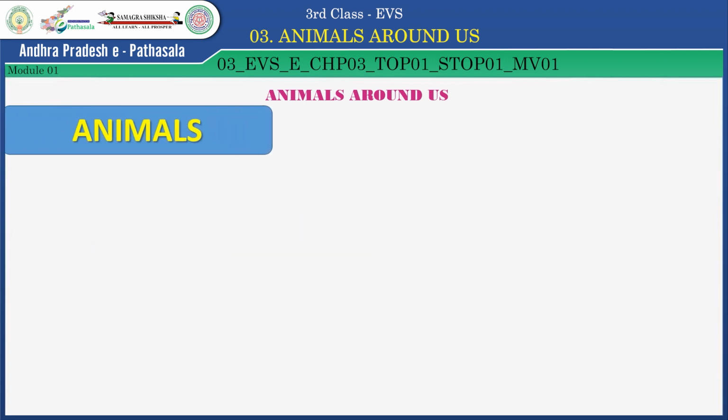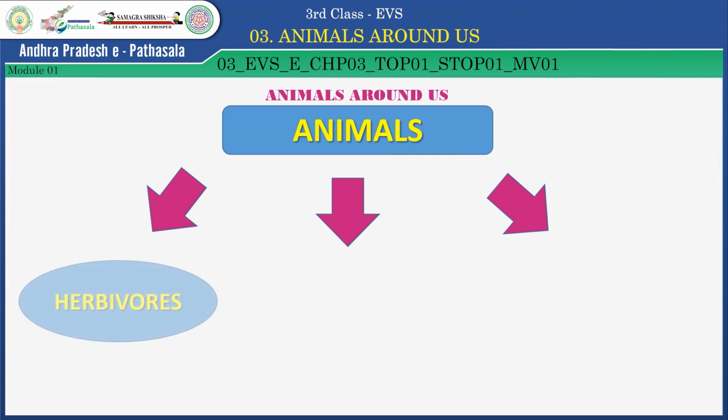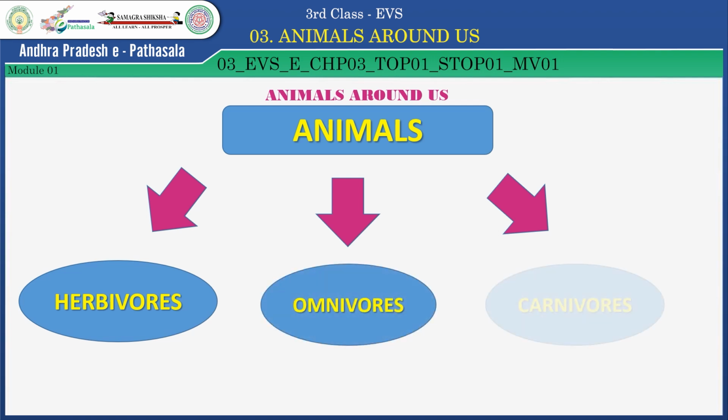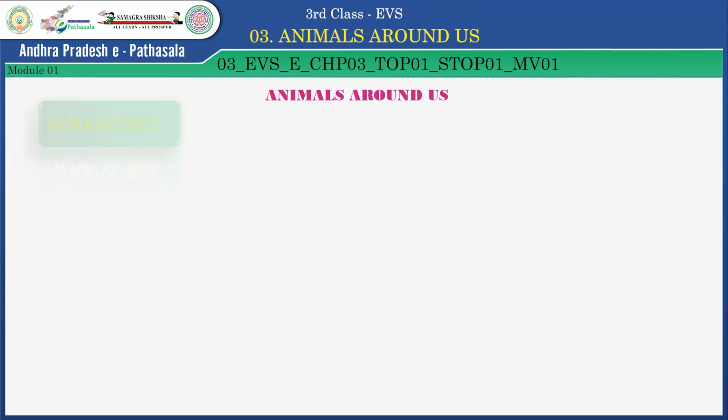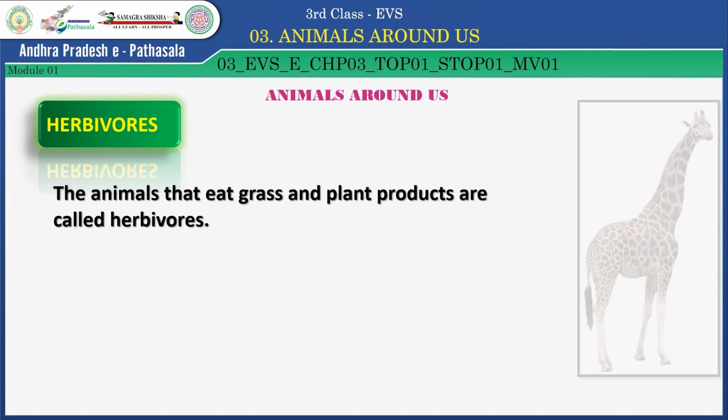Animals are classified into 3 types according to their food habits. They are herbivores, omnivores, and carnivores. Let's learn about them in detail. Herbivores, the animals that eat grass and plant products are called herbivores.